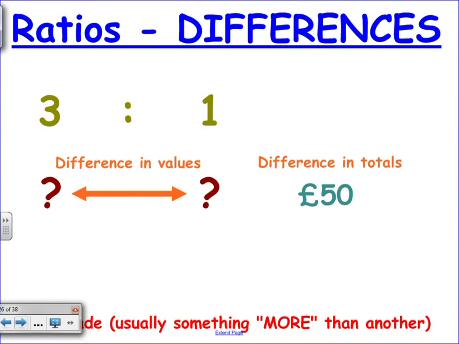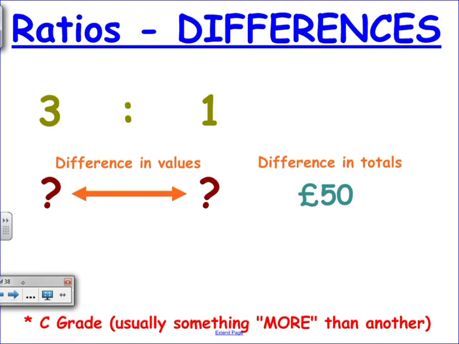Okay. I'm going to move on to the hardest type of question now. So we've done totals, and we've done when we're given parts. There's another question that you could be given, which is the hardest one of the lot. And the way to spot these, because these are C grade questions, is the question will say somebody does something more than somebody else, or there are more marbles, or they get more money. So the word more is really important on identifying ratio questions about differences.